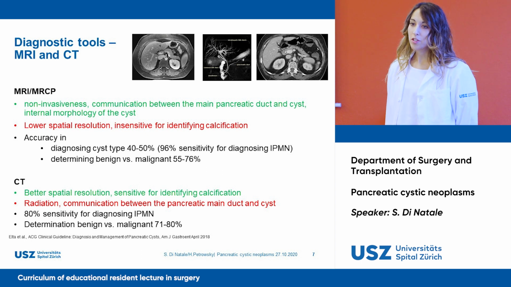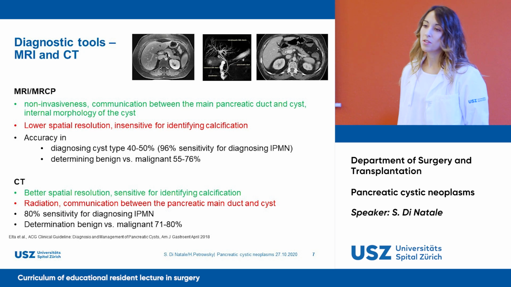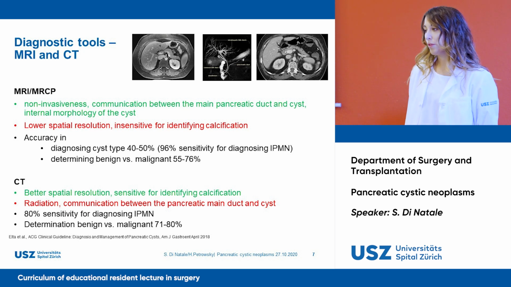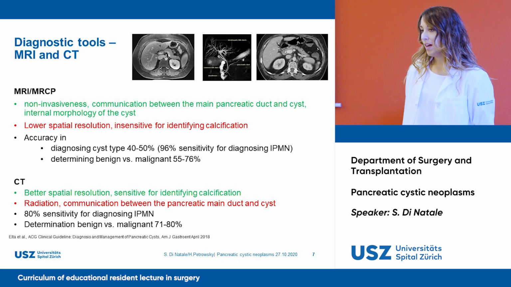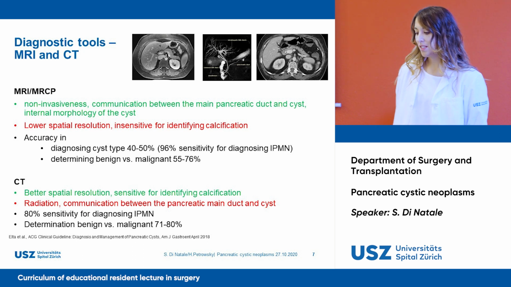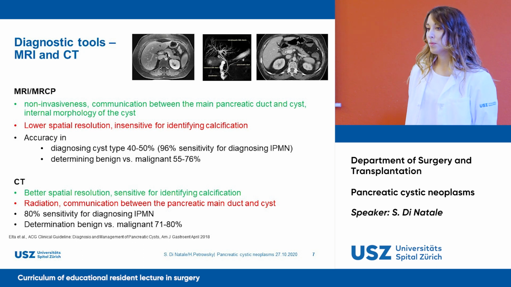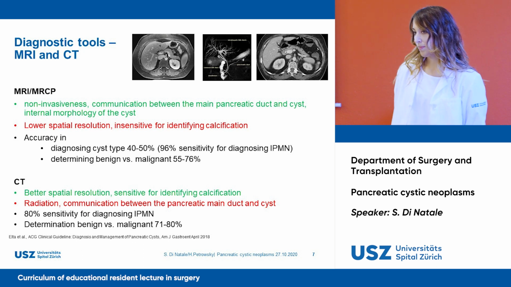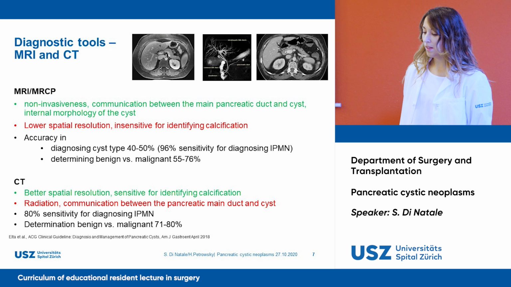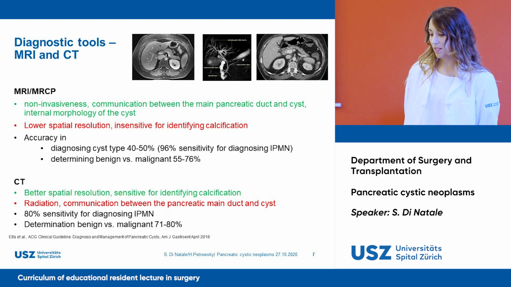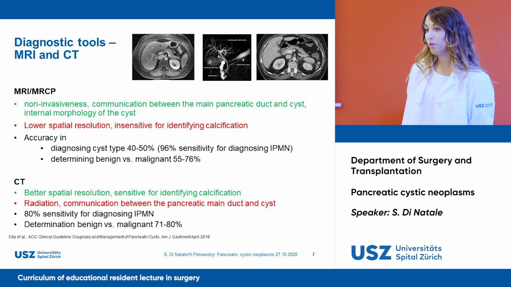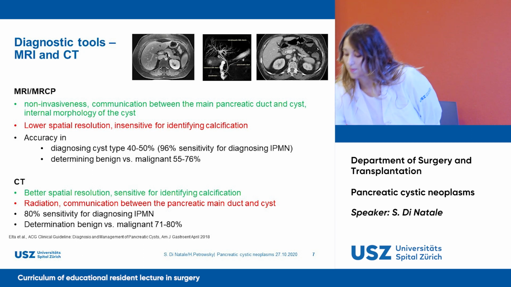Now, different studies showed an accuracy in diagnosing cyst type between 40 and 50%. MRI and MRCP have a high sensitivity for diagnosing IPMN, which was found to be up to 96%. The accuracy in determining benign from malignant pancreatic cyst was found to be between 55 and 76%.